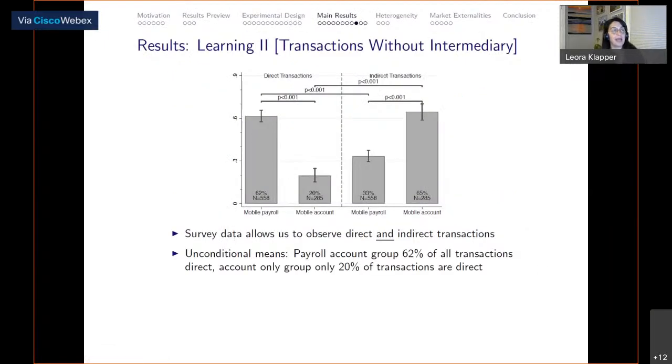So just to illustrate the results. First we can look at who's making direct versus indirect transactions, those who received direct electronic payroll versus those who only received an account. We find about 62% of those receiving their wages into a mobile money account sending transactions directly, as compared to only 20% who don't, and the flip here for indirect transactions. In the account only group, only around 20% of transactions are direct.